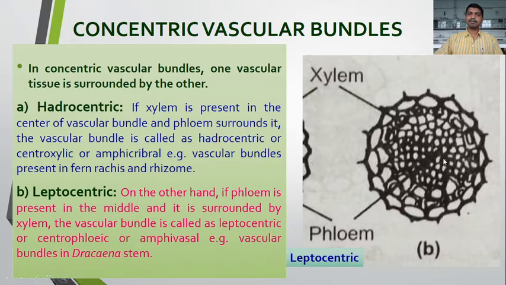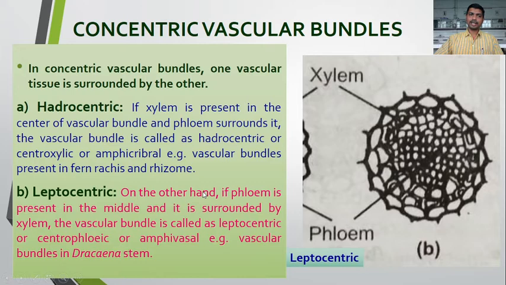So in concentric vascular bundles, one vascular tissue is surrounded by the other. As you know that there are two vascular tissues, xylem and phloem. So one surrounds the other. Which is present at the center and which is surrounding the center one, on the basis of which there are two types, androcentric and leptocentric. Here xylem is present at the center of the vascular bundle and phloem surrounds it. In leptocentric, phloem is present in the middle or center and it is surrounded by the xylem.